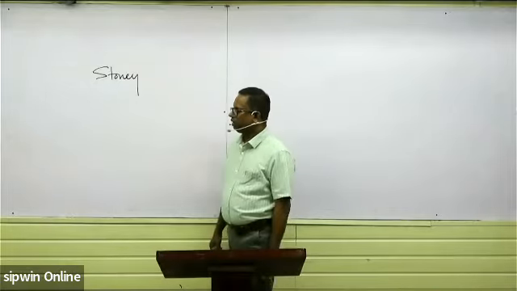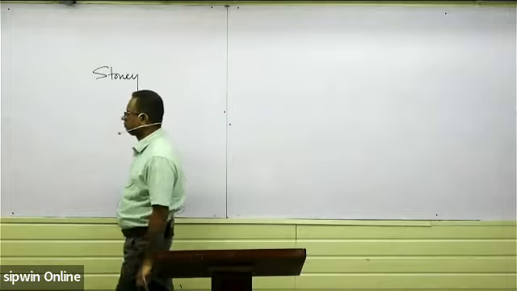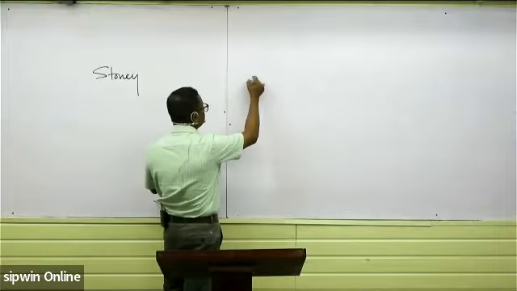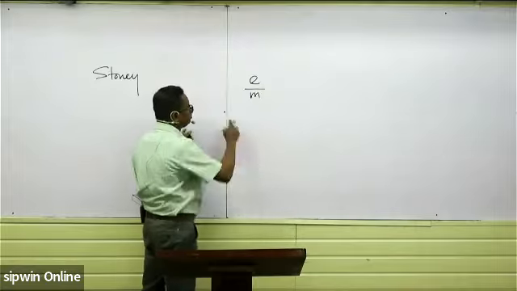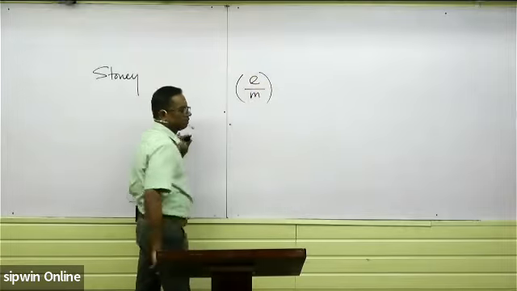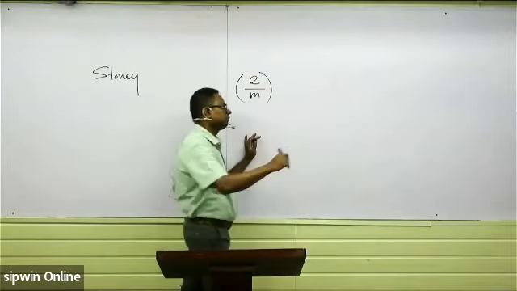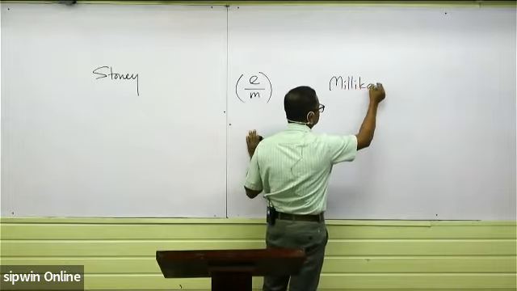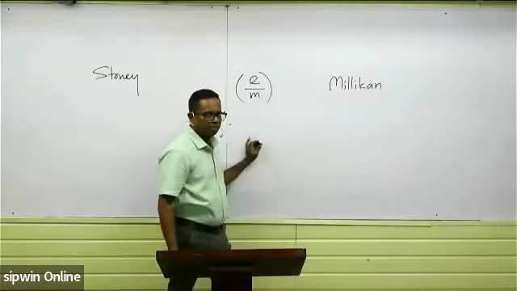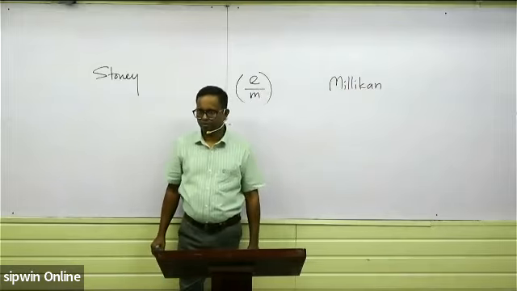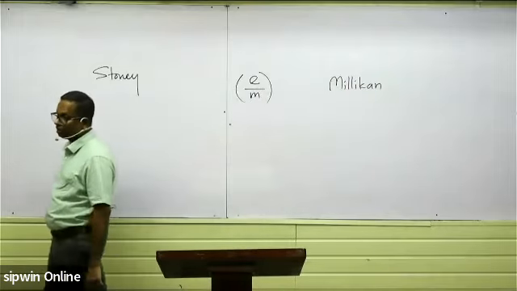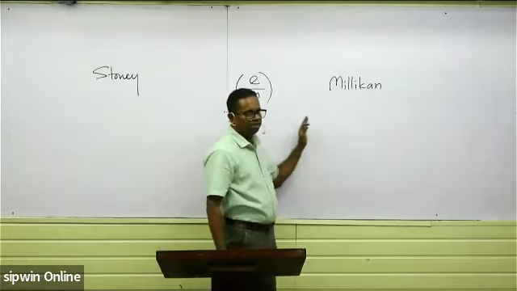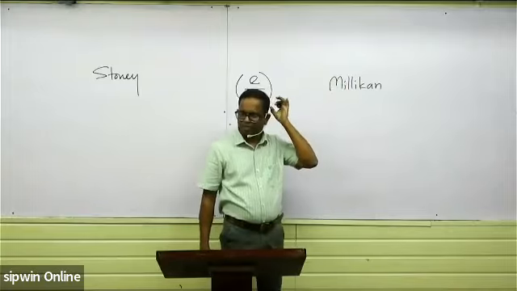Next, what happened? Now the E divided by M value, the charge divided by mass value, is known. Later, another scientist called Millikan did an experiment using charged oil drops. We call that Millikan's oil drop experiment.